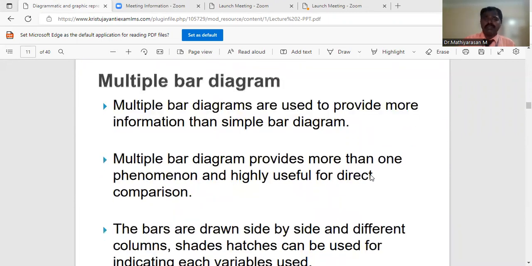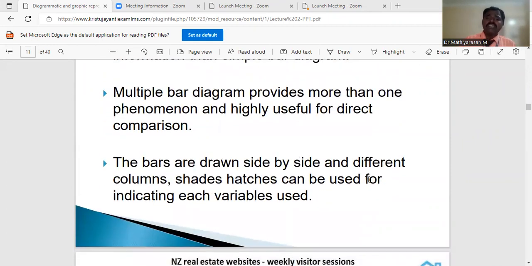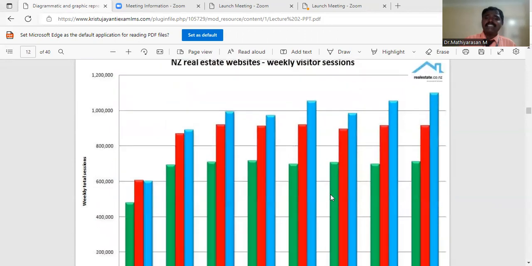Next one, multiple bar diagram. These diagrams are used to provide more information than the simple bar diagram. These provide more than one phenomenon and are highly useful for direct comparison. The bars are drawn side by side, and different columns, shades as well as sketches can be used for indicating each variable used. This is the best example to represent the multiple bar diagram.